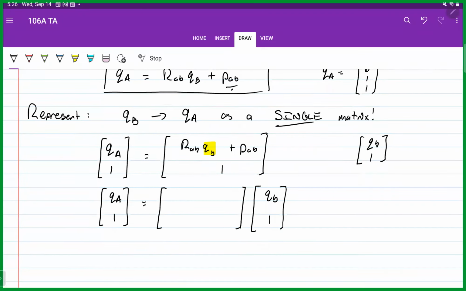But what could this matrix be, right? So if we look at the first column, we see that we want to have this RAB times this QB, and we have QB in the first position up here. So I'm going to put this RAB up there. But then we're also adding on this vector PAB, right? And we're adding 1 times this vector PAB. So I'm just going to put PAB in that column right there. But now we still have a little bit of bookkeeping to do in the bottom row down here, right? We still have this 1 that's left over. So how do we ensure that we're able to get that in?